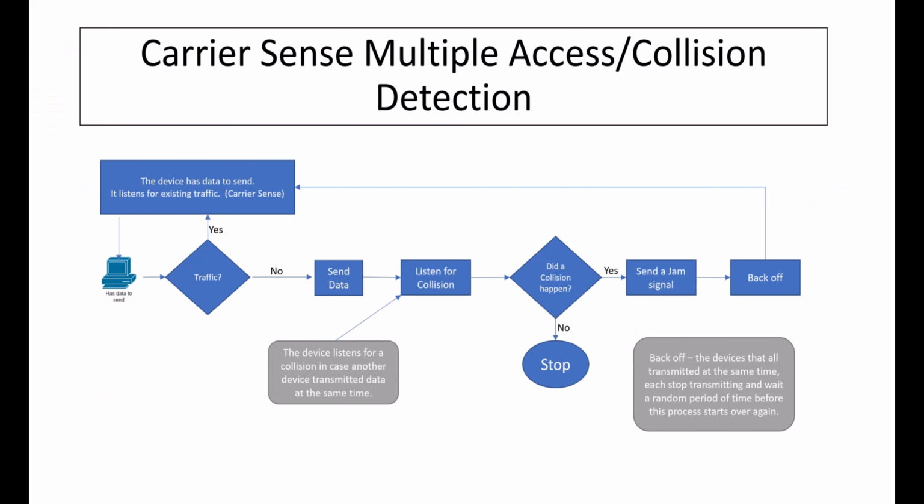If a collision did not happen, the data finishes transmitting, and the device that transmitted the data goes back to the process of deciding, does it have traffic to transmit? If the answer is yes, it does this whole process again. If the answer is no, whatever mechanism is used to queue up data in that system to send traffic, that process will happen.